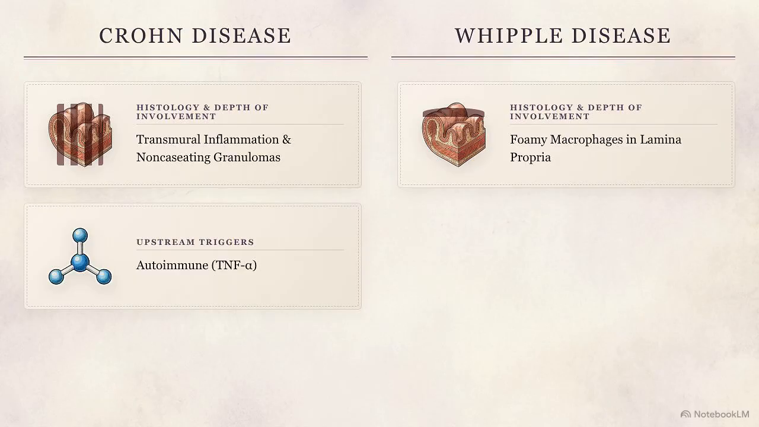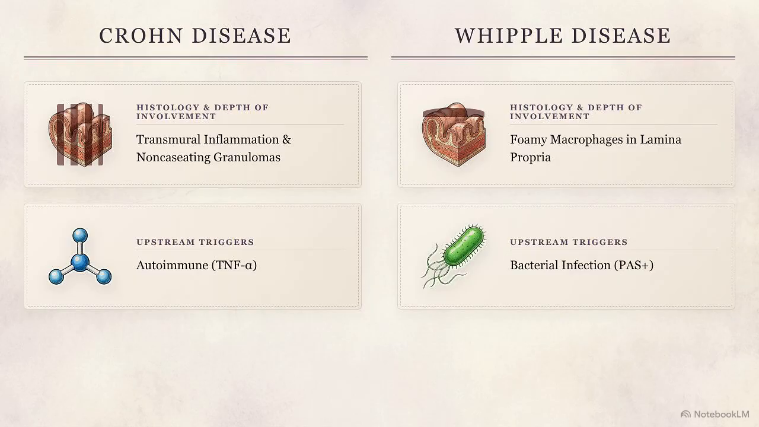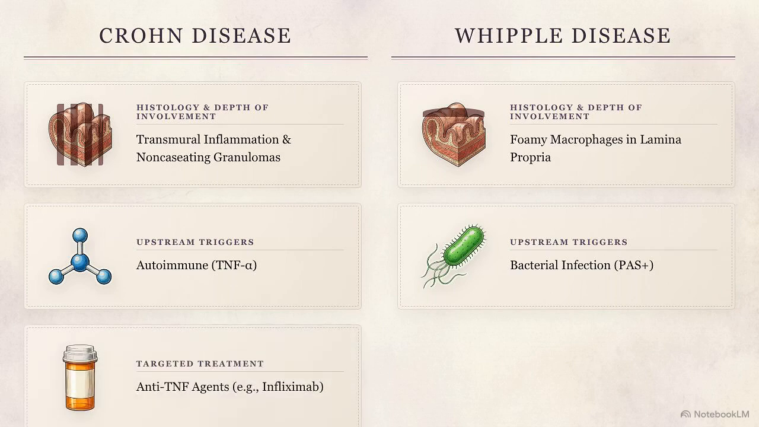Whipple disease is caused by an active infection of a gram-positive bacterium, Tropheryma whipplei, which stains positive with periodic acid-Schiff. Identifying these divergent microscopic triggers is critical because they dictate completely opposite treatment regimens. Crohn disease requires heavy immunosuppression, typically with anti-TNF-alpha agents like infliximab. Whipple disease requires a targeted course of antibiotics to eradicate the bacilli.